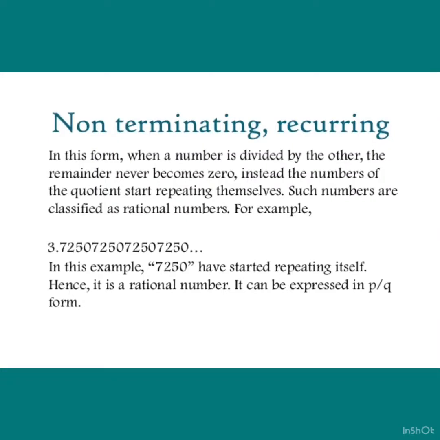Next is non-terminating recurring. In this form, when a number is divided by another number, the remainder never becomes 0. Instead of this, the quotient starts repeating itself. Here you can see in this decimal 7250 has started repeating itself.